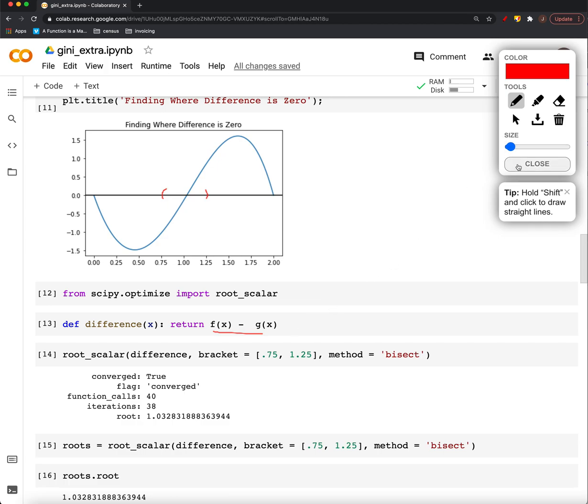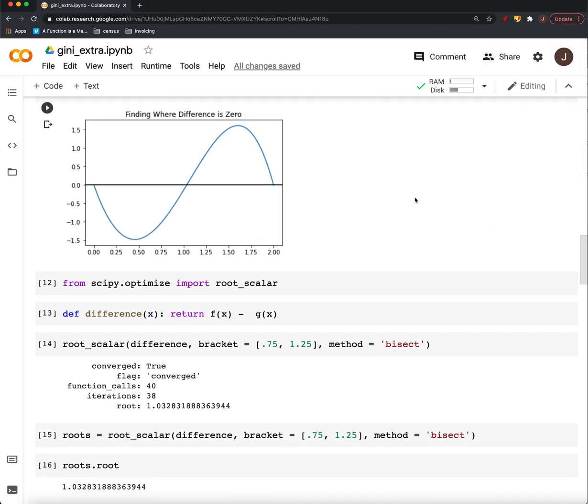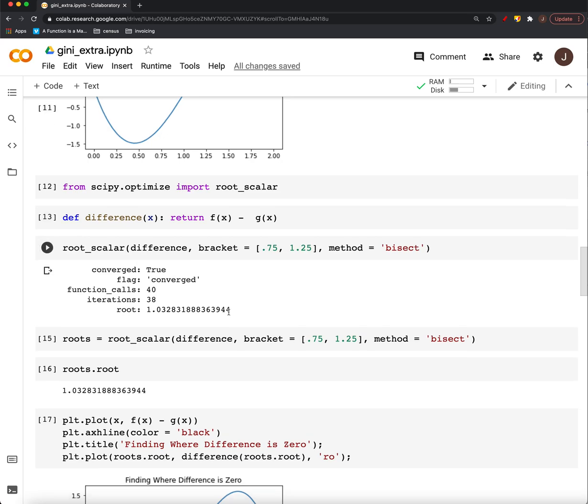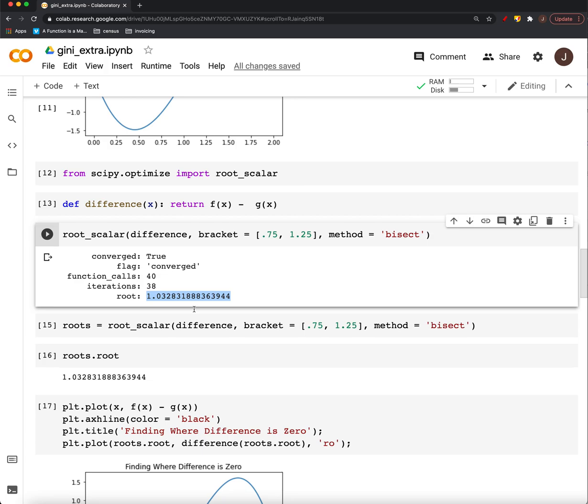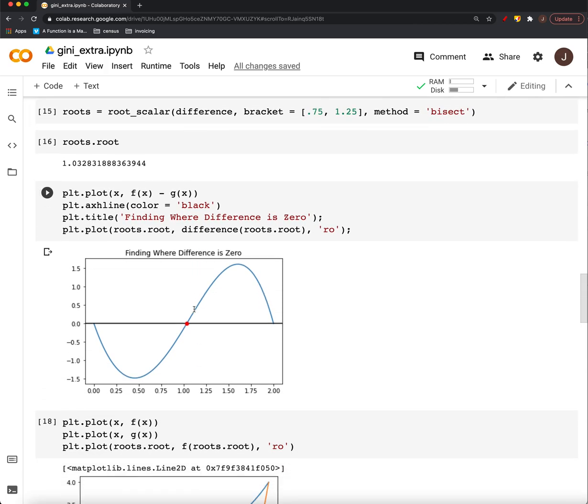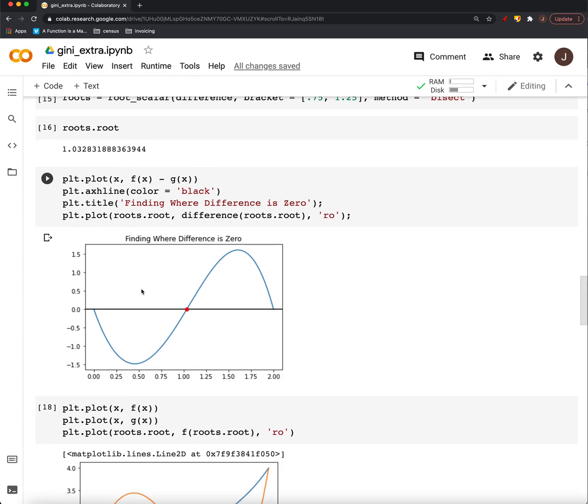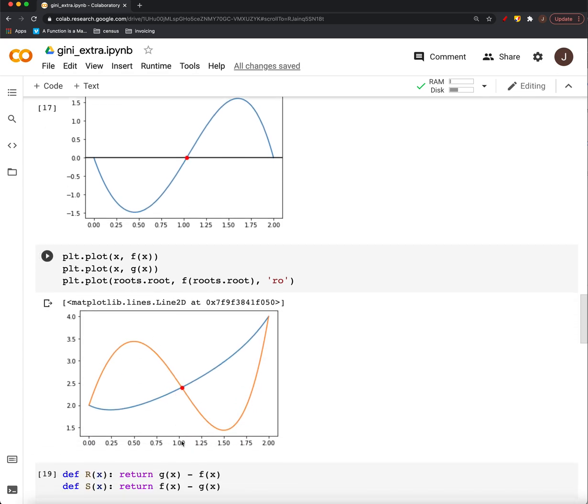Where is that 0? And this is what we find, 1.03. So it's not 1, it's 1.0328, this big long decimal. And sure enough, that's where that thing crosses 0. Yeah, 1.03. So moving back to that original problem, that's where we want to divide up those regions.